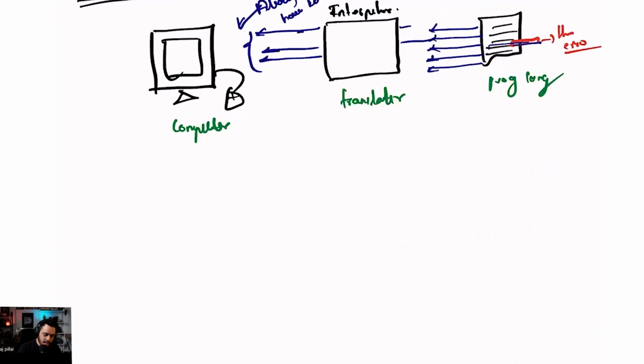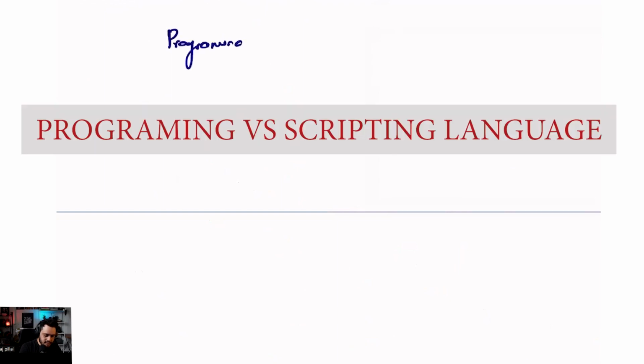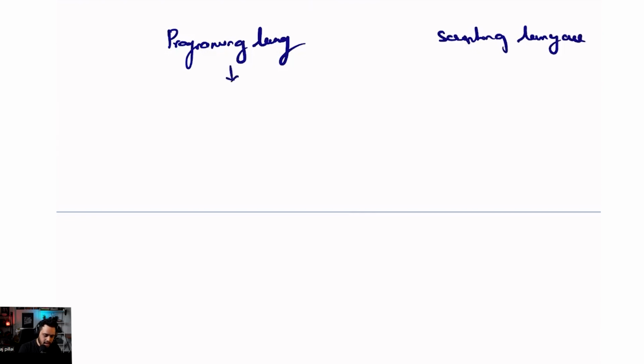Now remember I told you that we will be learning about programming language and scripting language. So what do you mean by a programming language? A programming language is a language which uses compiler mama. Any coding language which uses compiler mama as its translator.